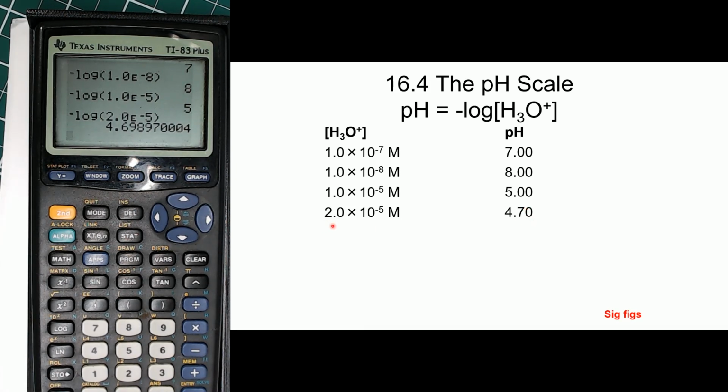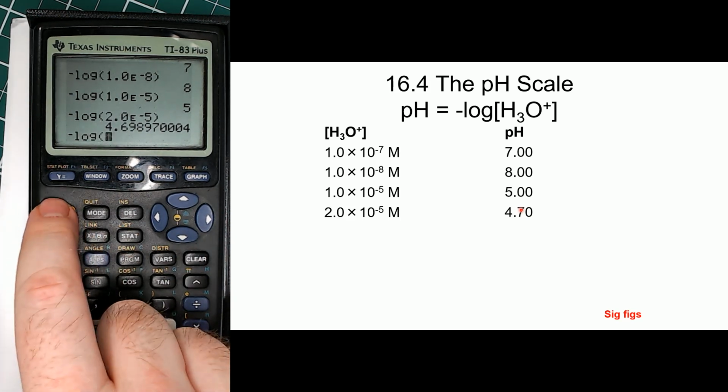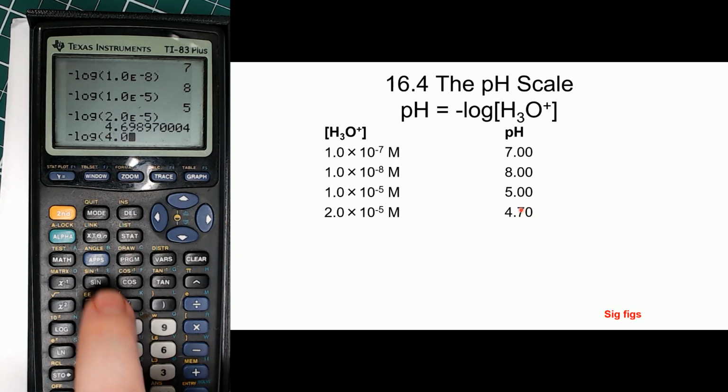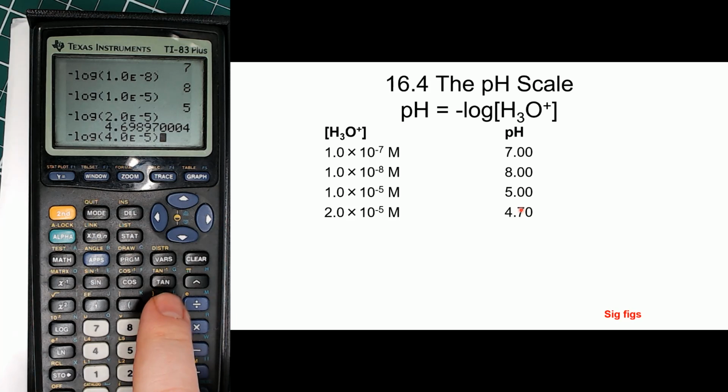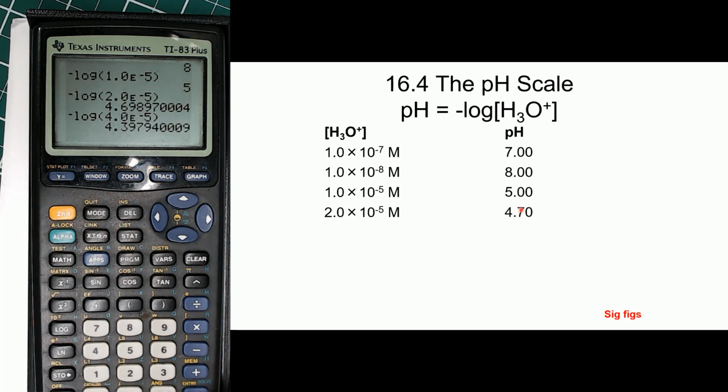If we were to double it again, we get 4.40. Here, I'm going to do that one real quick. We'll do negative log second. So 4.0 and then second EE negative 5. And so here, every time we double it, the pH is going to go down by 0.3. So we double the concentration, pH goes down by 0.3. So there we go. And you'll see it comes out to 4.40.